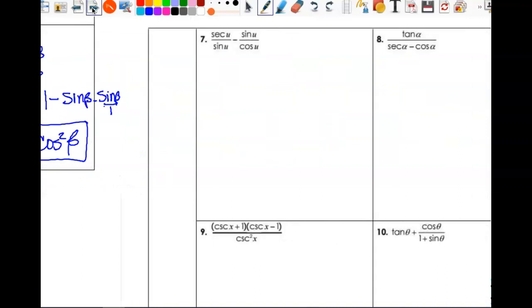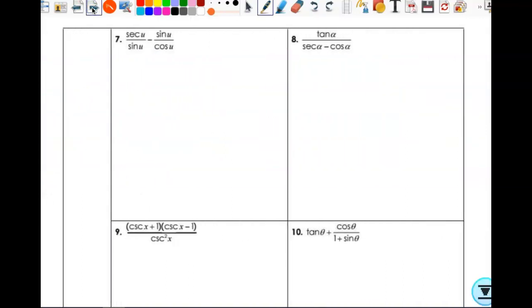So number 7. I have two fractions again. And most of the time, I would say when you have two fractions, before you worry about other things, you want to get it into one fraction, okay? So we're going to have to get a common denominator here. Common denominators, like I said, are always going to be very easy, easier than with numbers most of the time. This is just going to be sine u times cosine u. Okay?